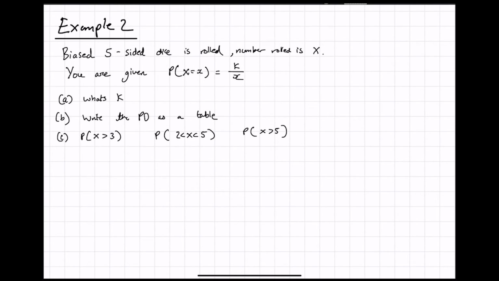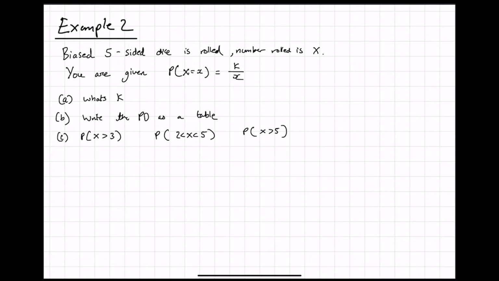Let's say I have a biased 5-sided die, and the number I roll is going to be denoted by x. So x is my random variable, which I can only know the value of once I've done my experiment, which is rolling this 5-sided die. So depending on what happens when I roll this die, I'll get an answer, which is what I put into x. And I'm given that the probability distribution for this is P(X = x) equals k over x. So I know what my thing is. So first thing is they want me to figure out what is k.